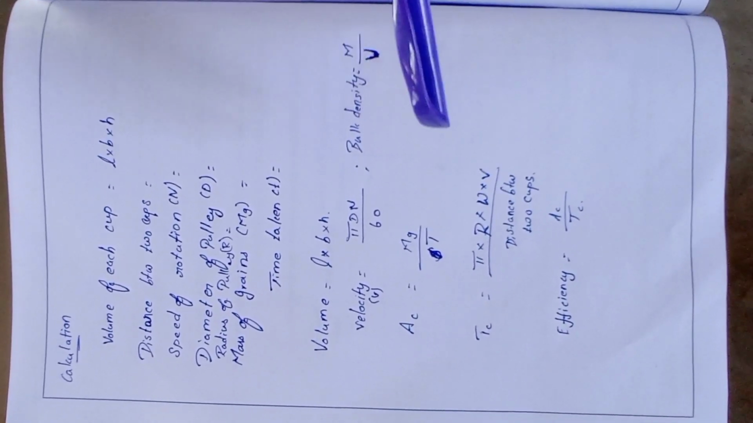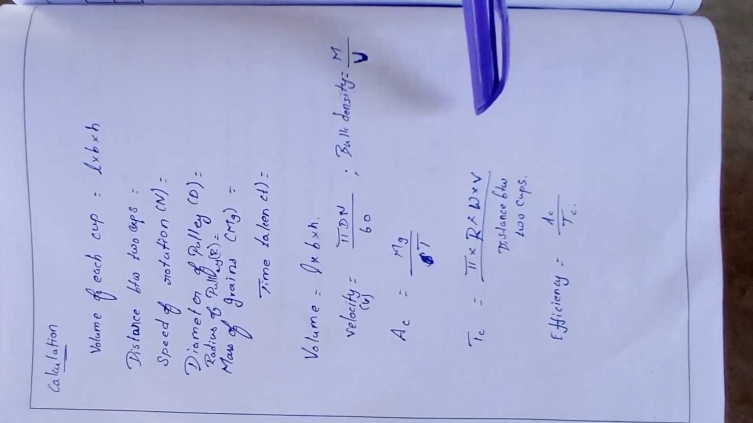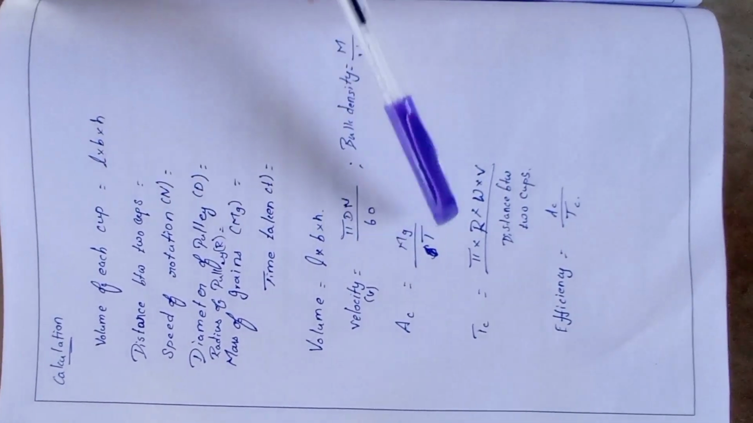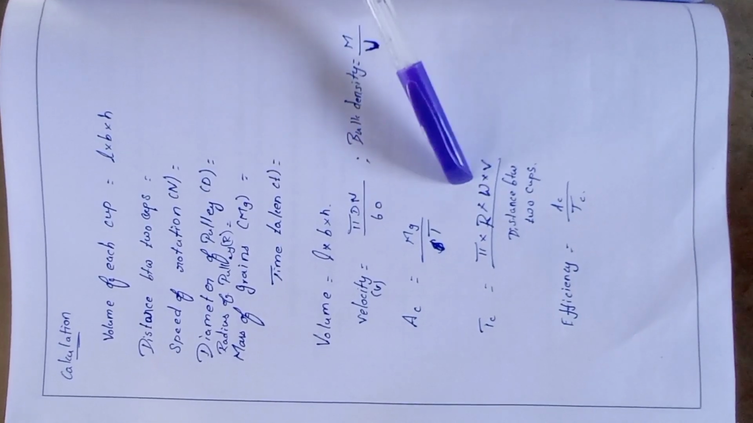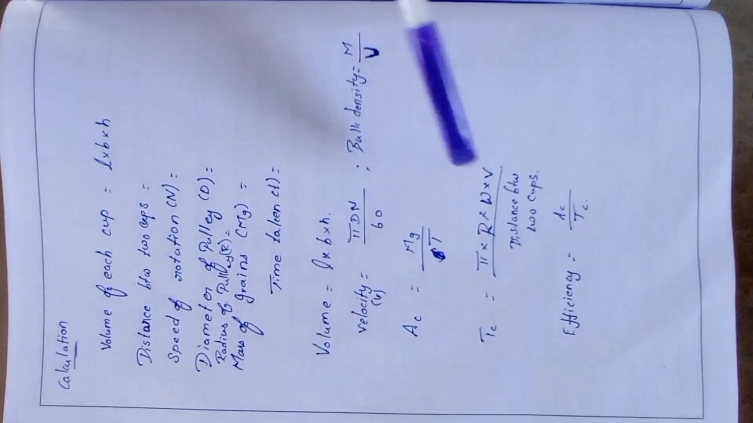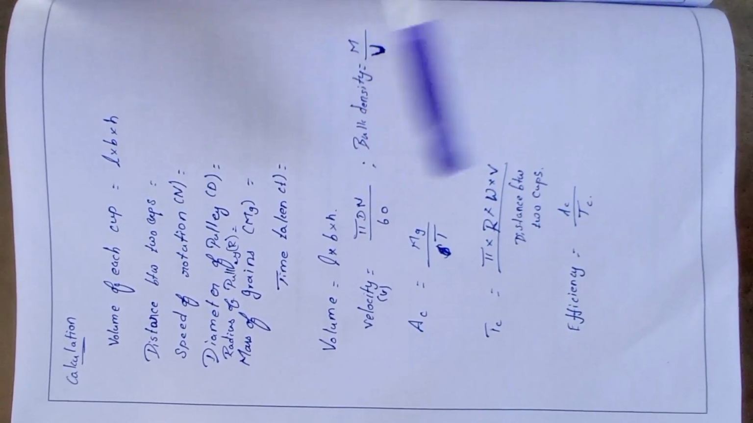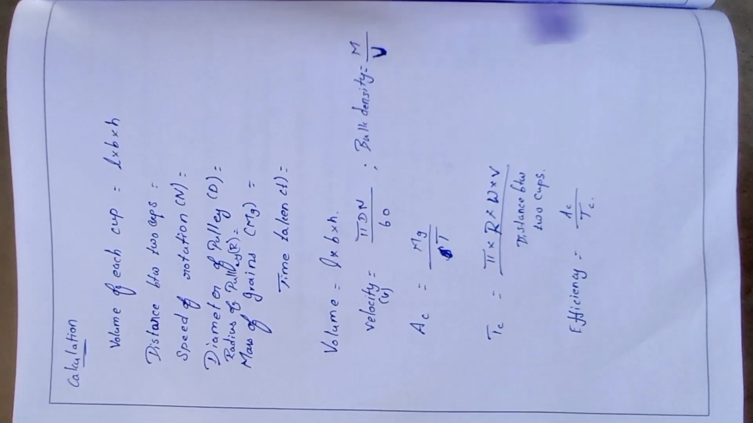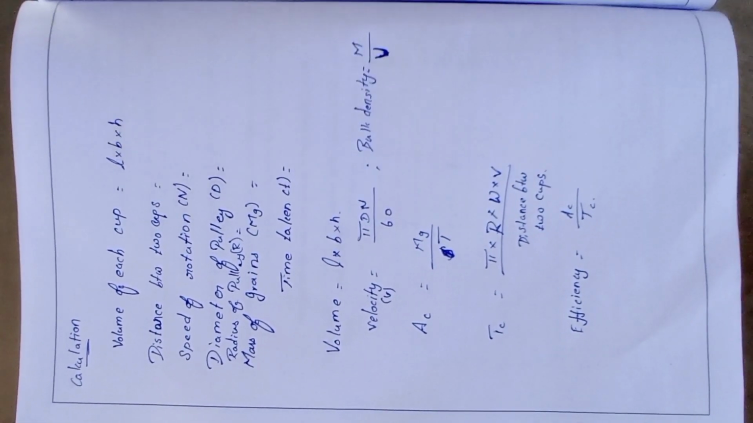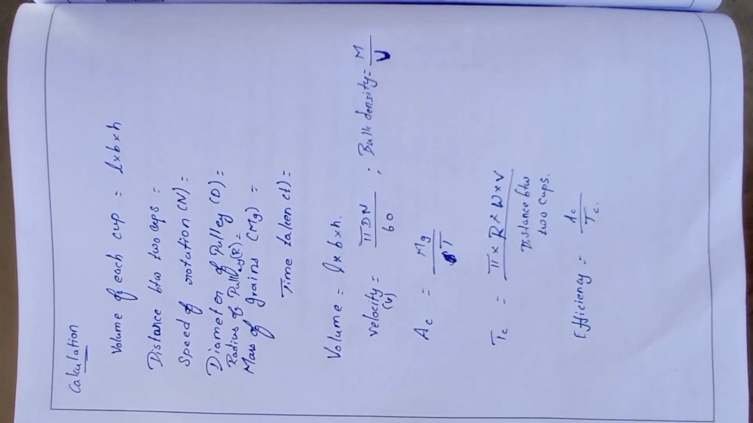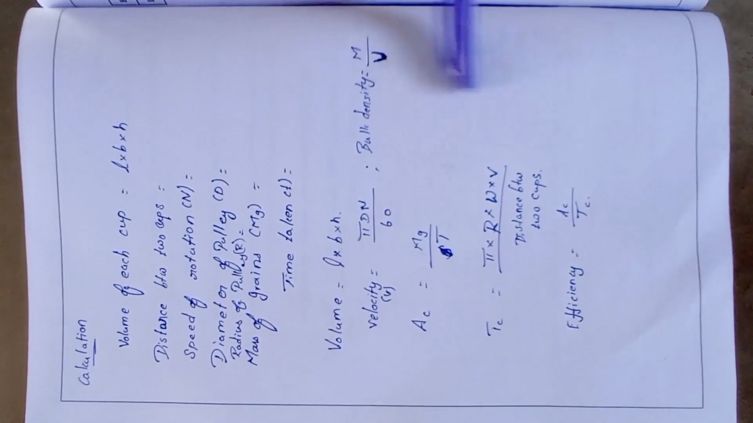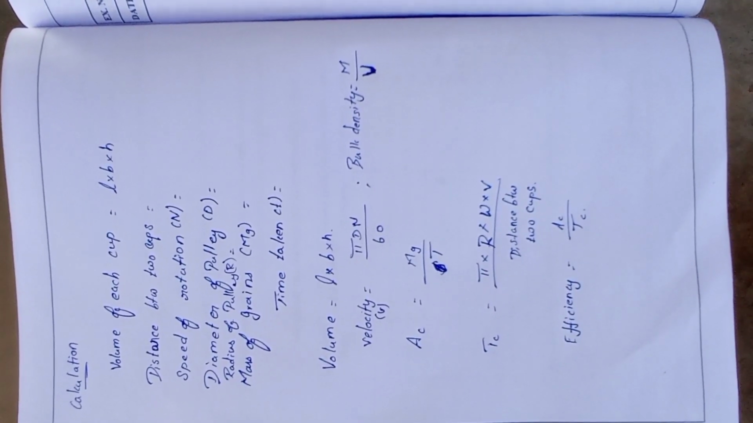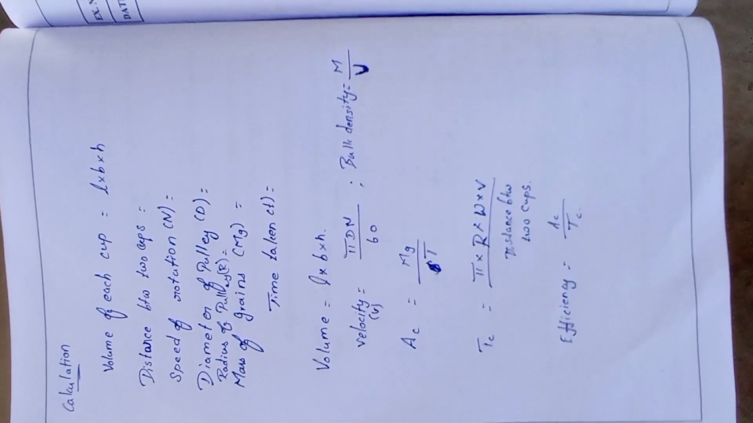From this we can identify the actual capacity, and then the theoretical capacity. The formula is pi into r into w into v divided by the distance between the two cups, where r is the radius of the pulley, w is bulk density, and v is velocity. From this we can identify the theoretical capacity. After identifying these two parameters, we can simply identify the efficiency of the bucket elevator. That's it. Thank you.